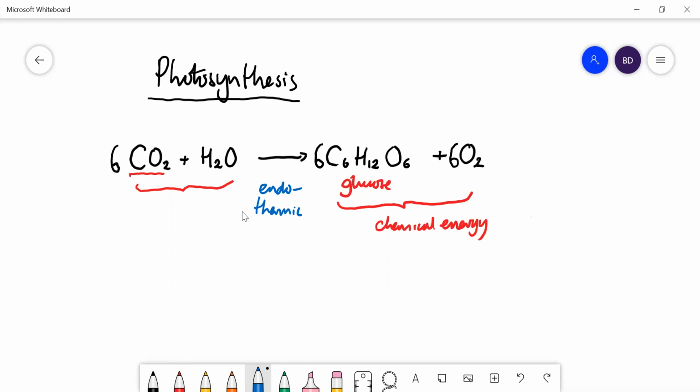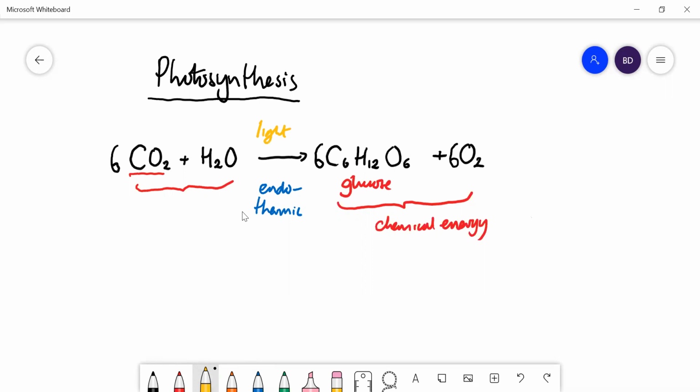The plants very cleverly make it happen by breaking it down into many, many different steps, using all of those reactions to turn the energy from sunlight into chemical energy. Right, now the plant is then going to use that chemical energy.